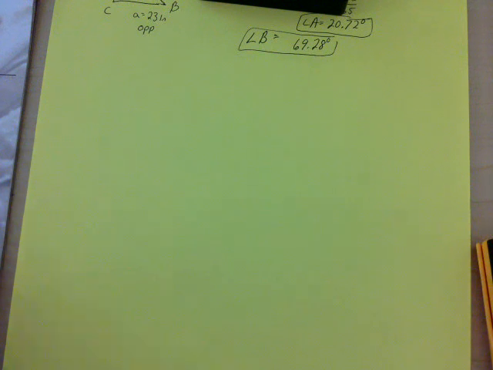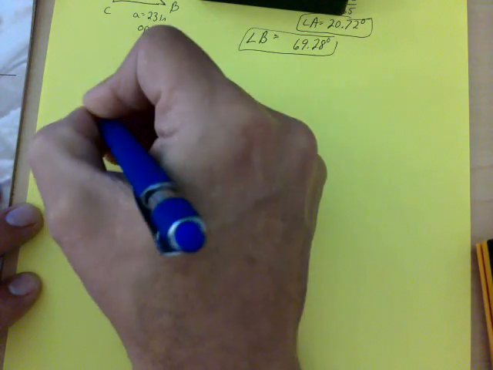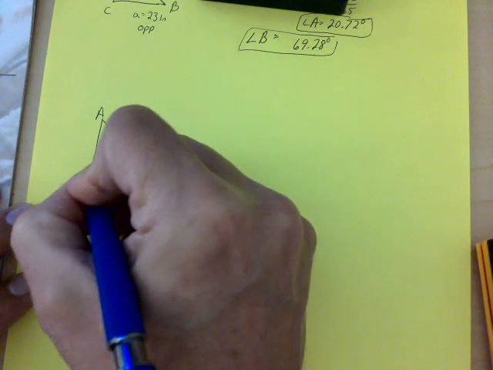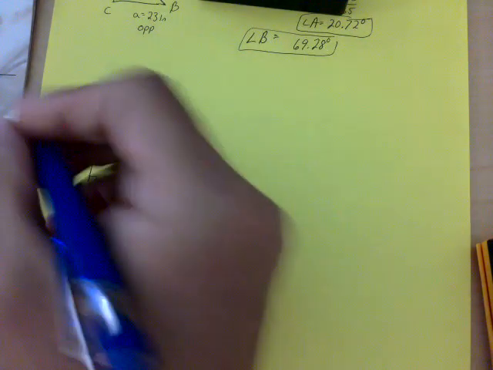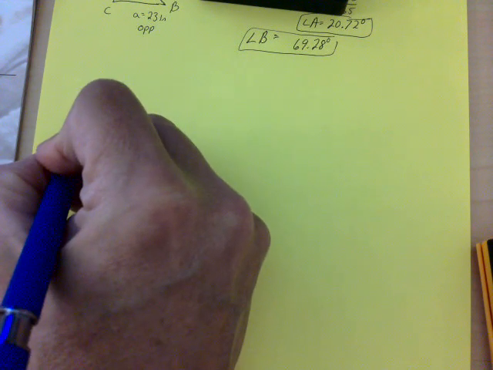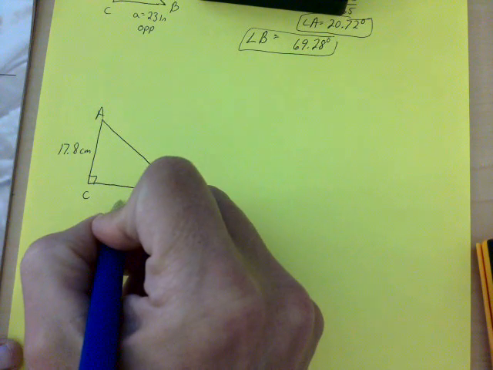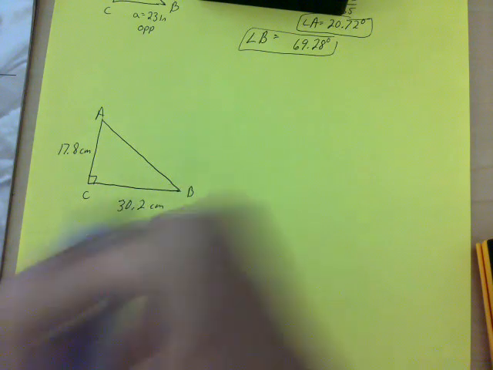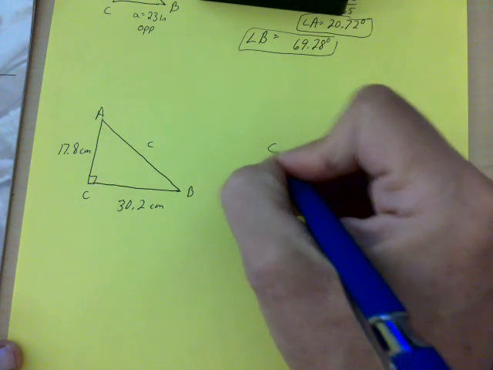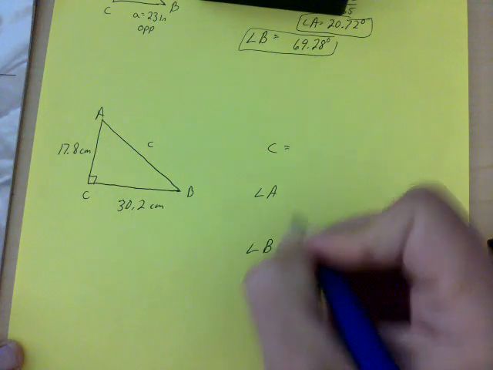Okay, so last thing, we will once again use trig. So A, B, C, we'll use trig to find an angle. Last time I told you C, so let's go with both legs. So if this is 17.8, and we'll do centimeters. And then let's say this is 30.2 centimeters. We need to know side C, we need to know angle A, we need to know angle B.